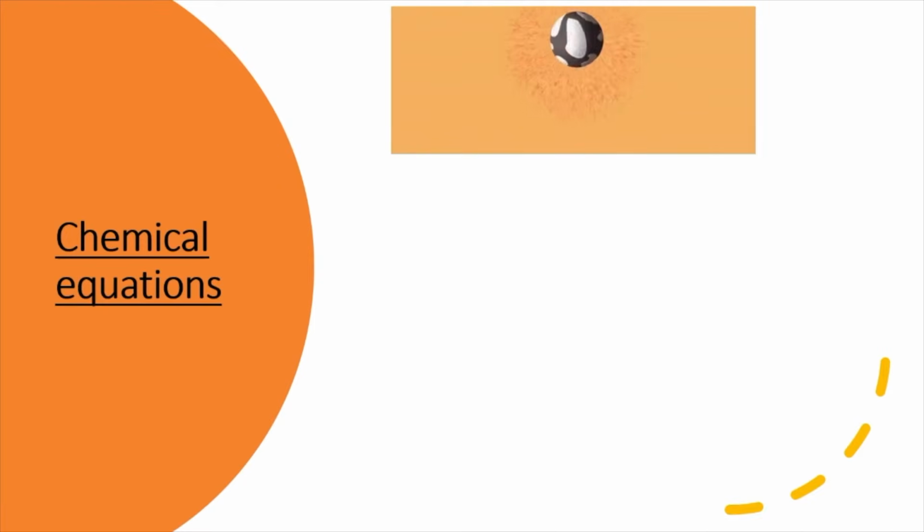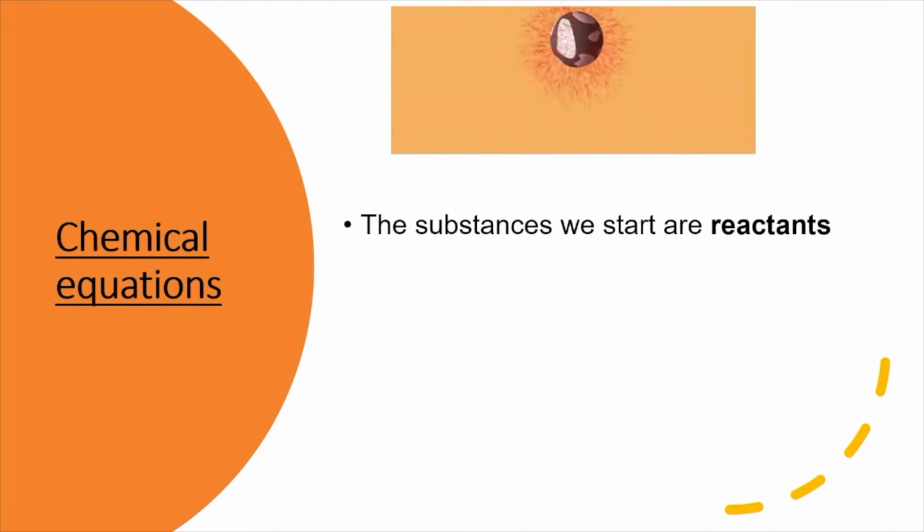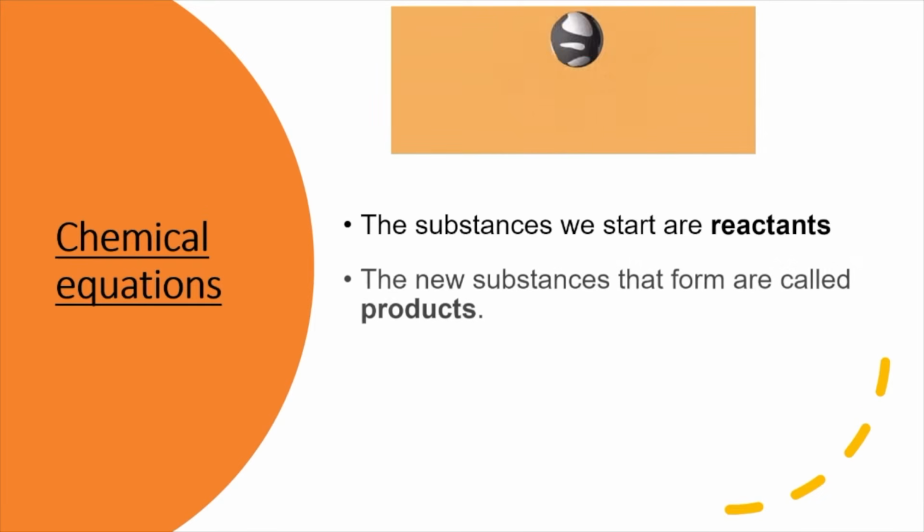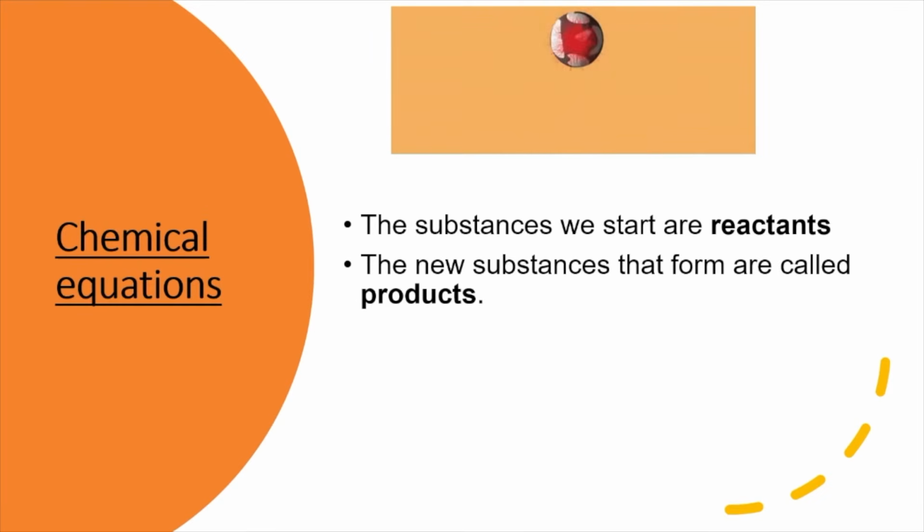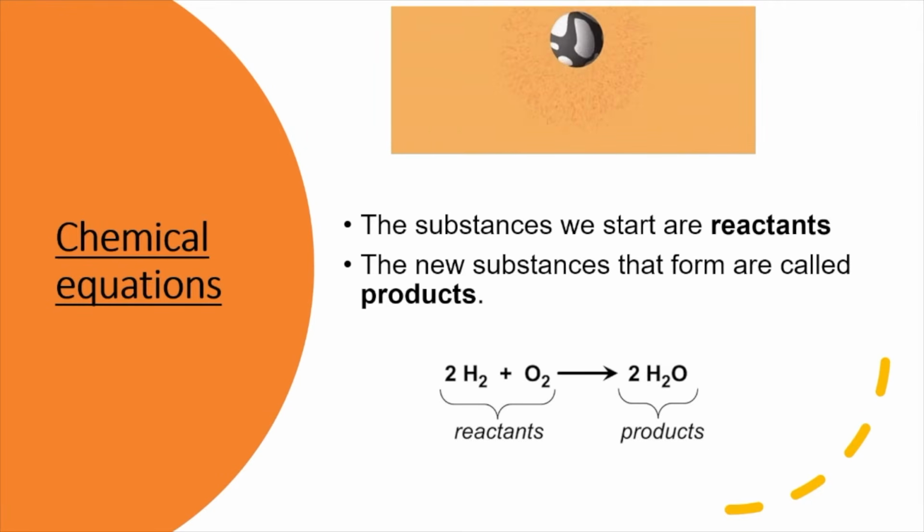We have several types of chemical equations which we can write, but first you must know the difference between the reactants and the products. When we start, it is the reactants. So these are the substances that we start with before a product is formed. The new substances that form are called the products or the product. So important to remember, the reactants will react with one another to form the product or the products.